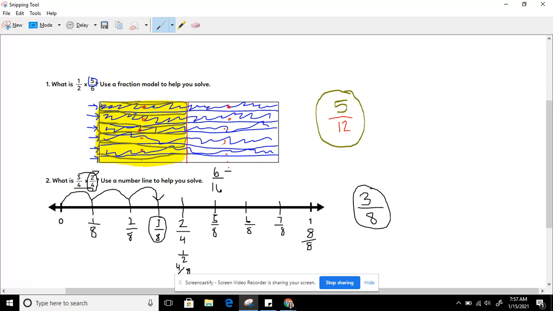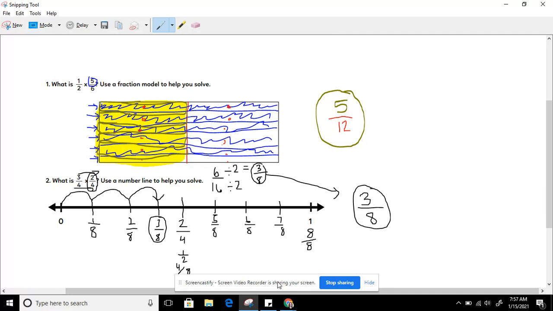When we're reducing or simplifying, we can divide. We have to figure out what we can divide both the top and the bottom number by. The numerator, 6, can be divided by 2. 16 could also be divided by 2, so let's try that. 6 divided by 2 is 3. 16 divided by 2 is 8. 3/8, which is the same as the answer that we got when we used the number line. Okay, so boys and girls, these are 2 models, your fraction model and your number line, that you can use when you're multiplying fractions by fractions.